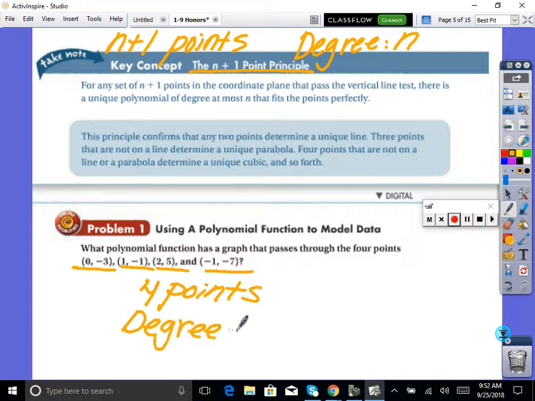Okay, so I'm going to test you again. If there were 5 points, what degree would it be? 4. If there were 3 points, it'd be? 2. And then 2 points would be? 1. Now that makes sense. Look, 2 points. Won't there be a line that fits those 2 points always? Yes. Okay, awesome.